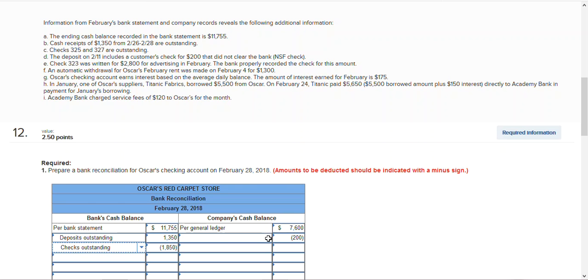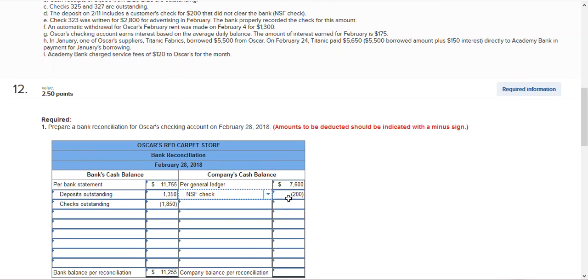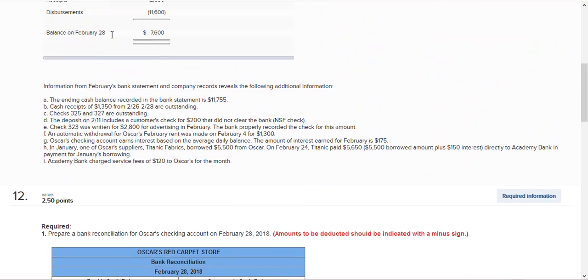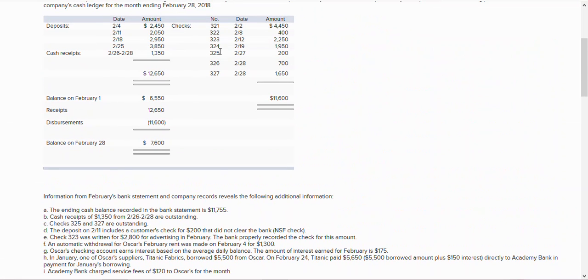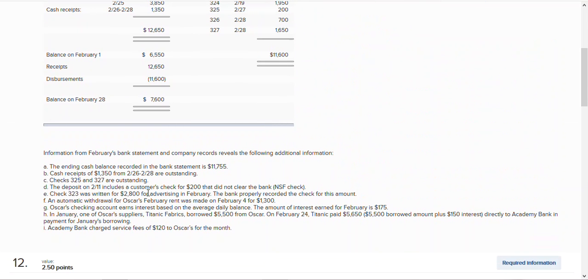So when we got the bank statement, we would have seen that NSF check, and we would know that we need to take that back out of our balance because we deposited $200 that wasn't there to be deposited. All right, E says check 323 was written for $2,800 for advertising in February. The bank properly recorded the check for this amount. So check 323 says we wrote it for $2,250, and it should have been $2,800.